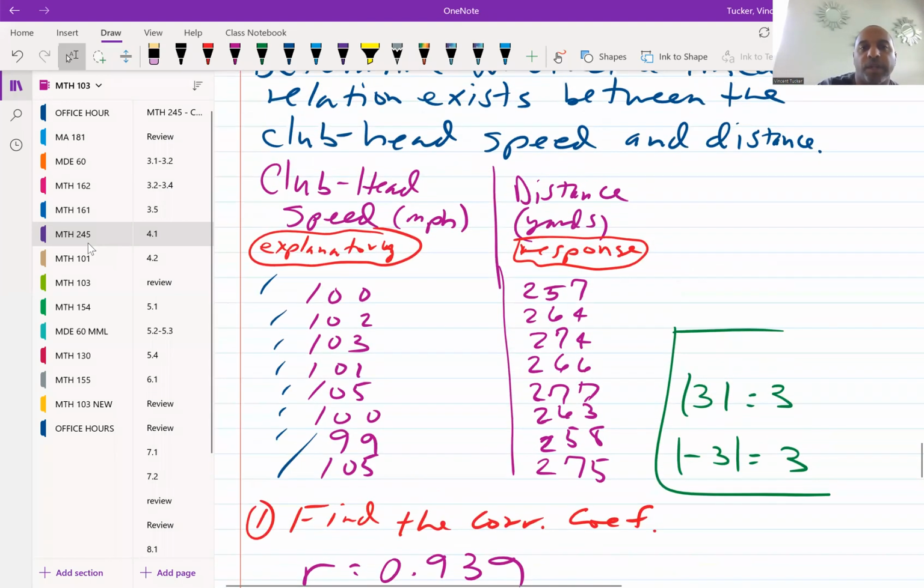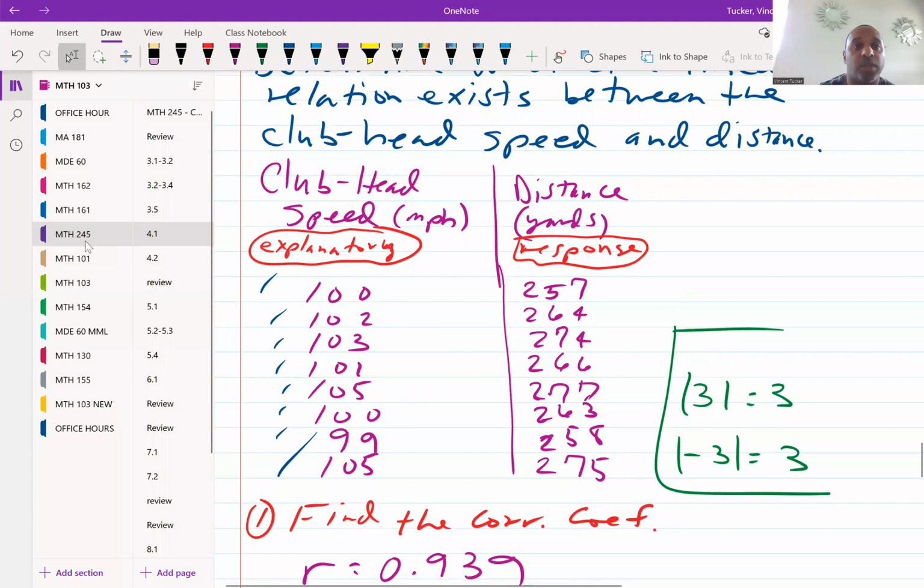Just to give you an example. Okay, so here, I just want to show you a quick example talking about your explanatory variable versus your response variable. I believe we used this to find the correlation coefficient in the last class: the club head speed of a golf club versus the distance. How hard you're swinging the golf club dictates the speed of the club head. So if I'm swinging 100 miles per hour, the ball goes 257 yards, but if I swing harder, the ball goes further.